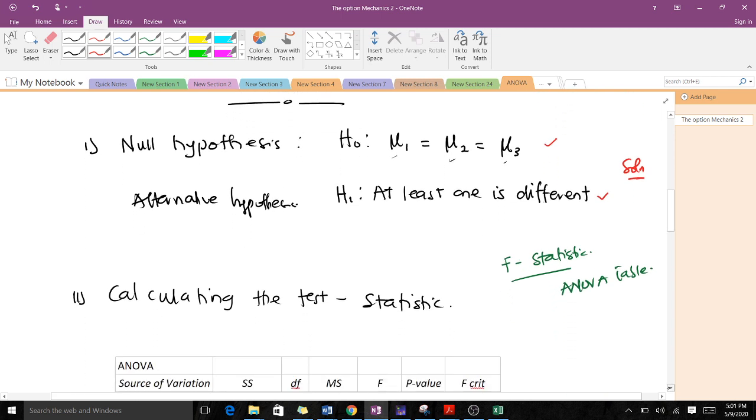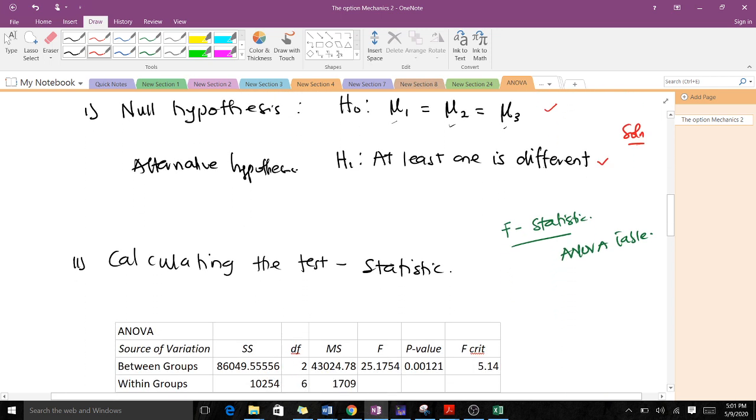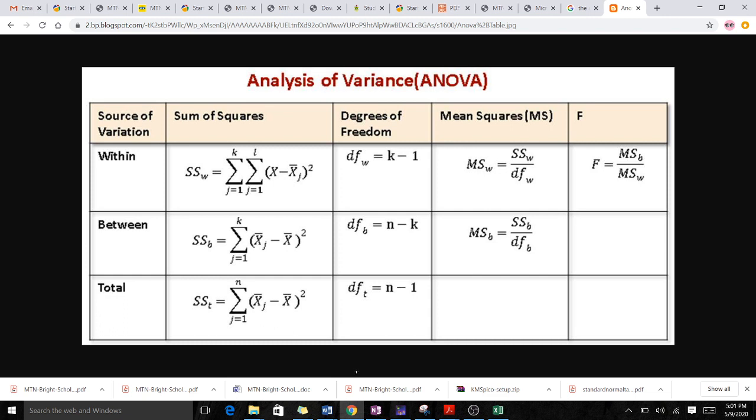And remember that the second part of the question says we should find a test statistic. But before we can find the test statistic, we have to use the ANOVA table, right? So let me show you how the ANOVA table looks, a prototype of it. So this here is an ANOVA table. ANOVA just means analysis of variance. So we have our source of variation, sum of squares, degrees of freedom, mean squares, and we have our F statistics.